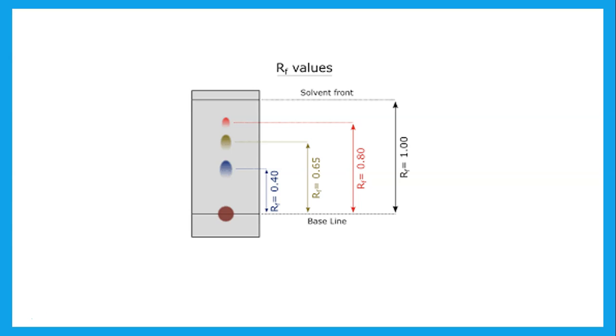Now, remember that the highest RF value you can have is 1. And that is if the spot went up to the solvent front. Then the distance traveled by the spot over the distance traveled by the solvent is 1. So remember that RF values of any spot are usually, or they have to be, less than 1.